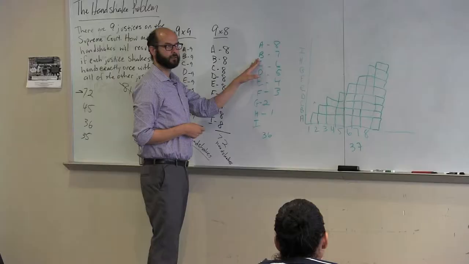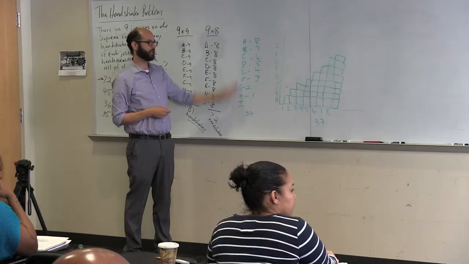9 shakes 9 times. But I don't have anybody shaking 9 times. Here, 9 shakes 8. The 9th person shakes 8 people's hands. Then you eliminate one. So 8 people shake 7. You start eliminating by 1.